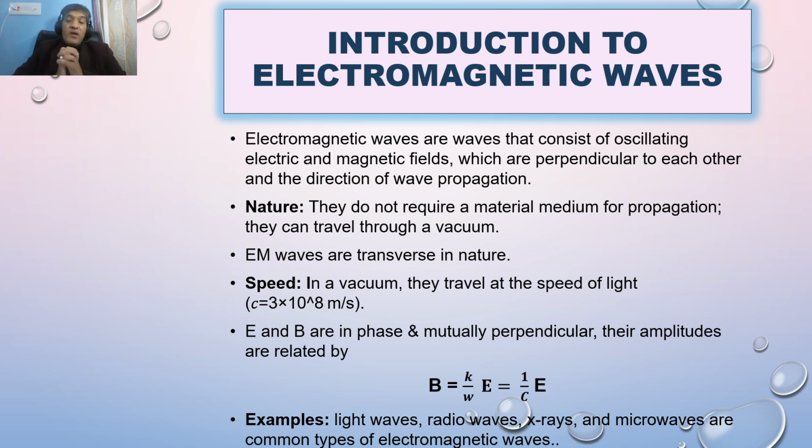So here are some examples of electromagnetic waves: light waves, radio waves, X-rays, microwaves. These are basically the different components of the electromagnetic spectrum. We have a very large range of electromagnetic waves according to their frequency and wavelength. We give them particular names so that it is easy to recognize them among the very large number of electromagnetic waves. So let's move to the next PPT.